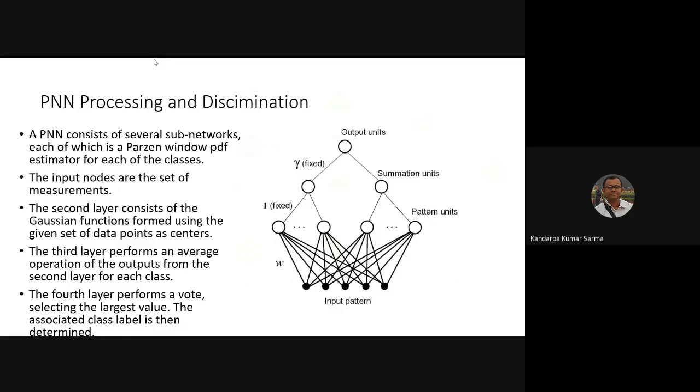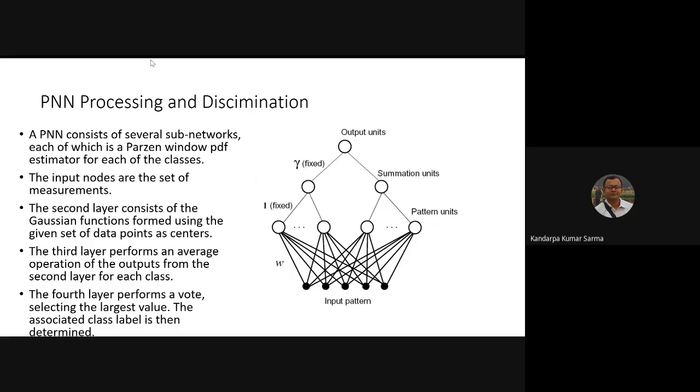Now that can be shown in a different form by considering the PNN to be formed by several subnetworks, where each of these subnetworks is a Parzen window PDF estimator for the classes. The input nodes are the set of the samples taken from the sample space. The second layer consists of the Gaussian functions formed by considering all the given data points to be the centers. The third layer performs an average processing of the responses generated from the second layer for the classes. The fourth layer performs a vote, selecting the largest value, and fixing it in favor of a particular class.